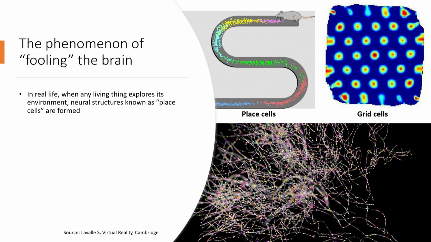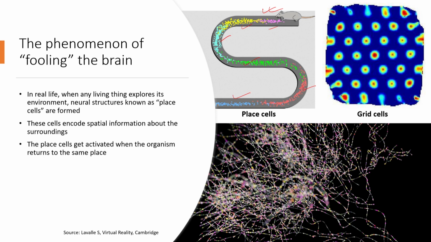In real life, when any living thing explores its environment, neural structures known as place cells are formed. You can see those here, where a mouse is exploring a pipe, and as it is exploring the pipe, there are certain cells in the mouse's brain that get modified. These cells encode spatial information about the surroundings, and they are shown in different colors to represent the cells that are forming when the mouse is in different sections of this pipe.